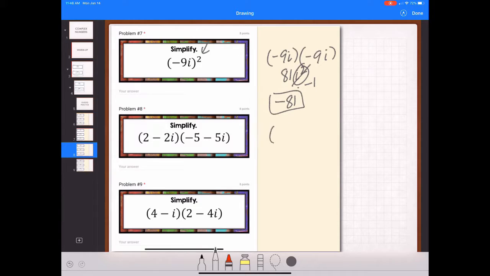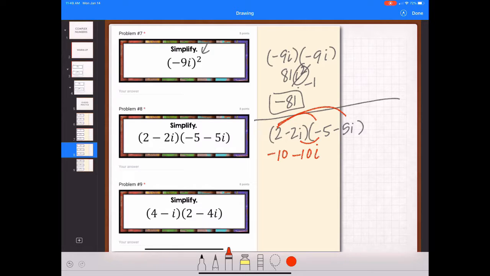For problem number 8, you have 2 minus 2i times negative 5 minus 5i. Let's see. You're going to want to distribute. So 2 times negative 5 is negative 10. Distribute again. 2 times negative 5i is negative 10i. Underneath, negative 2 times negative 5 is positive 10 with the i. Negative 2i times negative 5i is positive 10i squared. So now I'm going to replace the i squared with negative 1, which makes this value really 10 times negative 1.